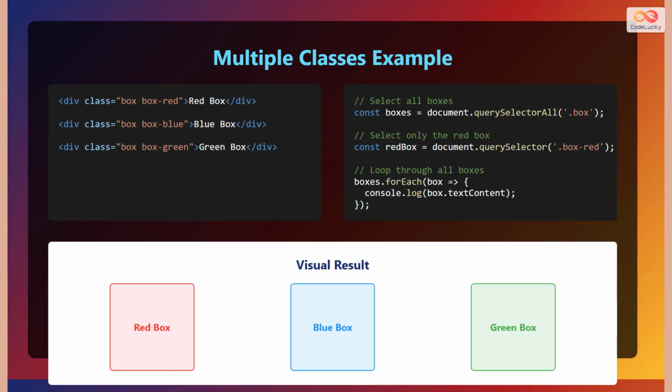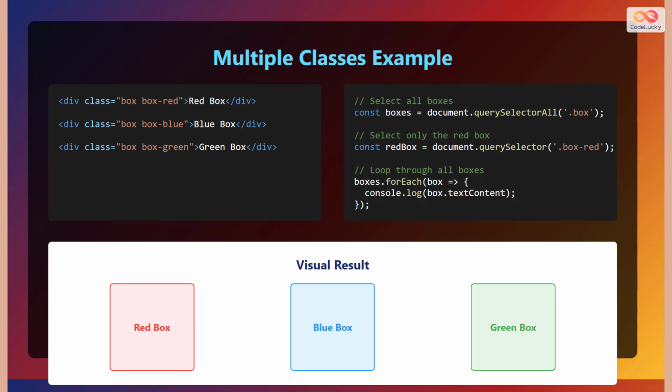Elements can have multiple classes, allowing you to combine styles and behaviors. Here is the HTML code for three div elements, each having two classes. The first div has classes "box" and "box-red." The second has "box" and "box-blue." The third has "box" and "box-green."